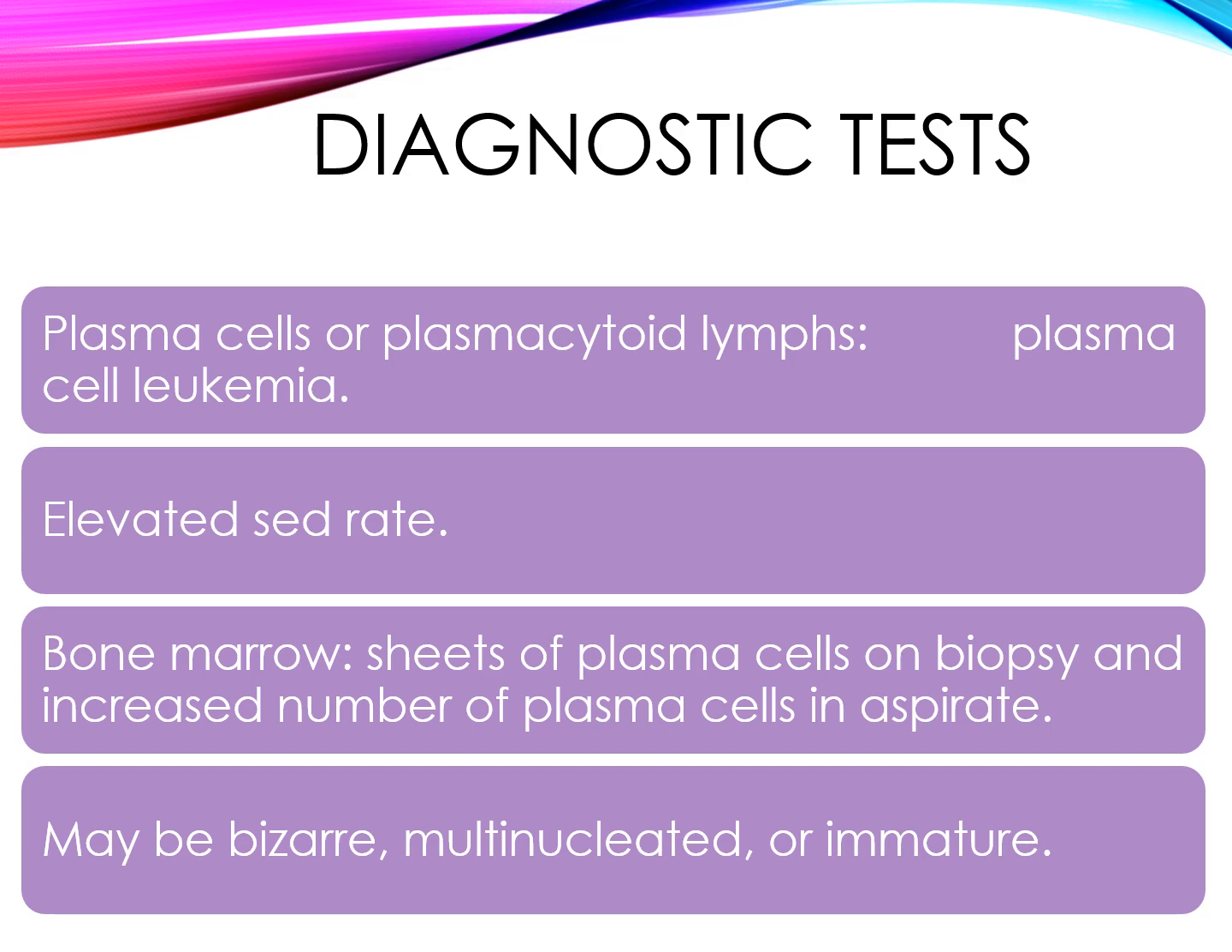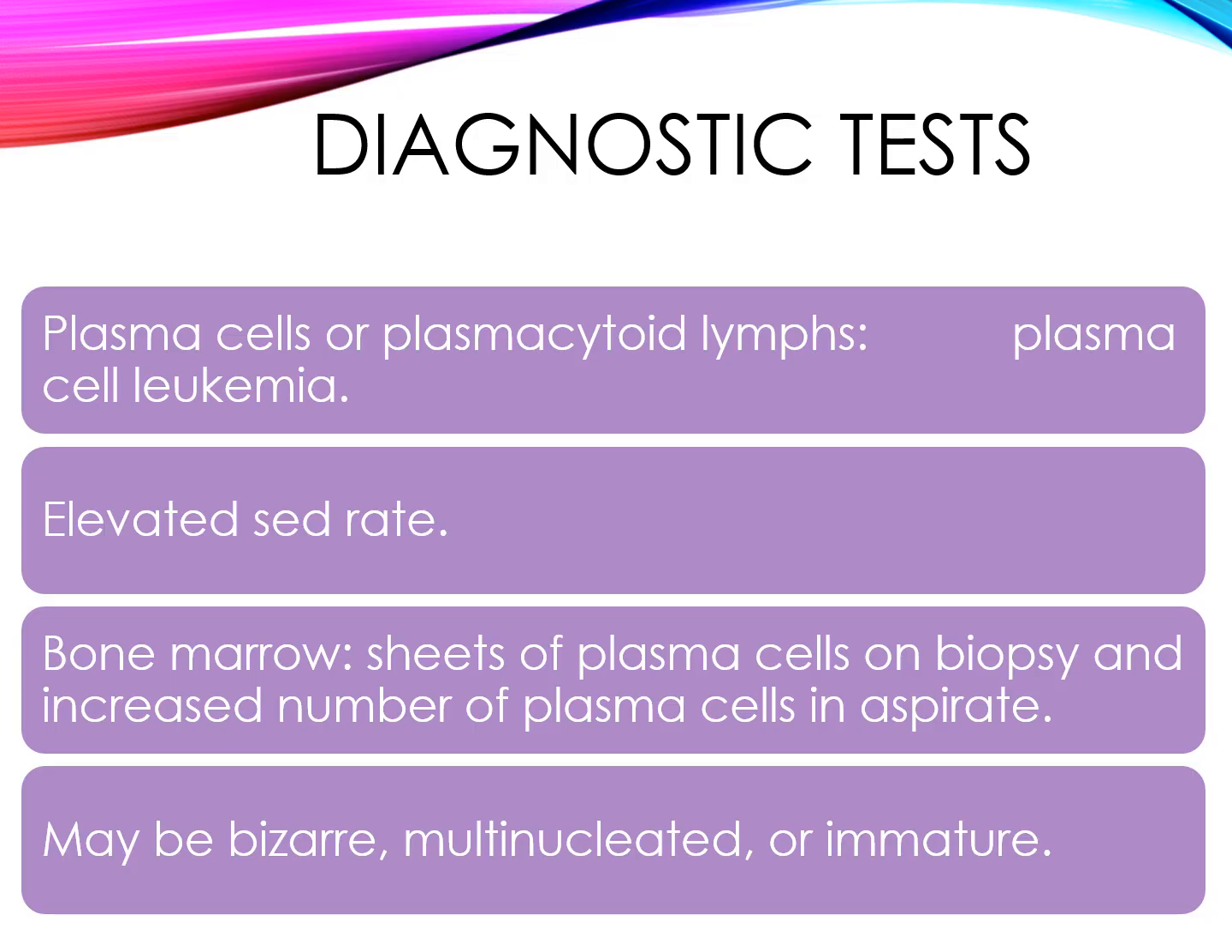So obviously plasma cells, or sometimes they're called plasmacytoid lymphs, are a form of plasma cell leukemia. They're going to have an elevated SED rate like we talked about. Our bone marrow is going to look like sheeting of those plasma cells on the biopsy, and then an increased number of plasma cells in the aspirate. And remember, when we are looking at our bone marrow, we utilize that biopsy to determine cellularity. And when we use the aspirate, we're looking at population. So what is the morphology of the cells present, and what type of cells do we have?